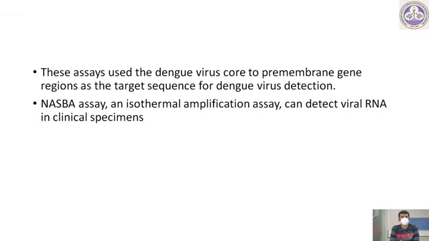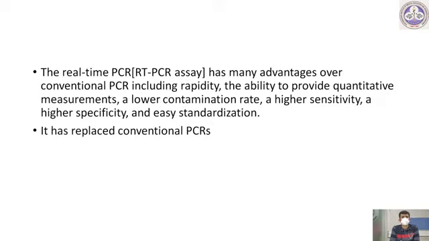These assays use the dengue virus C and pre-membrane gene regions as a target sequence for dengue virus detection. Nucleic acid sequence based assay and isothermal amplification assay can detect viral RNA in clinical specimens also. The real-time PCR or RT-PCR assay has many advantages over the conventional PCR, including rapidity, the ability to provide quantitative measurements, a lower contamination rate, a higher sensitivity, a higher specificity, and easy standardization. It has replaced the conventional PCRs.